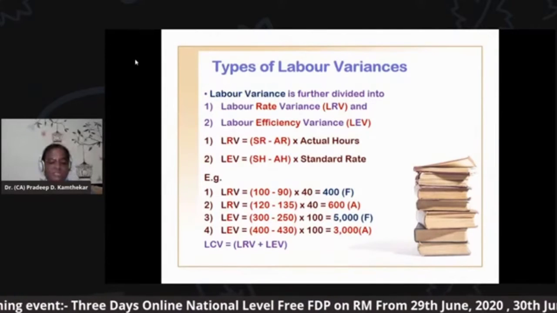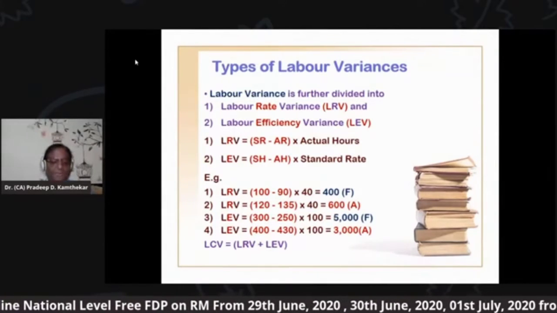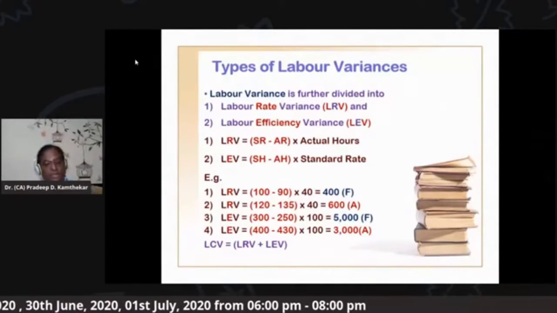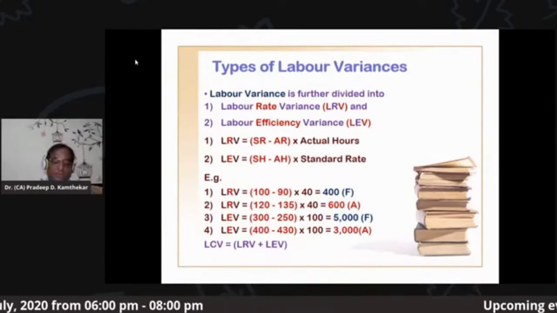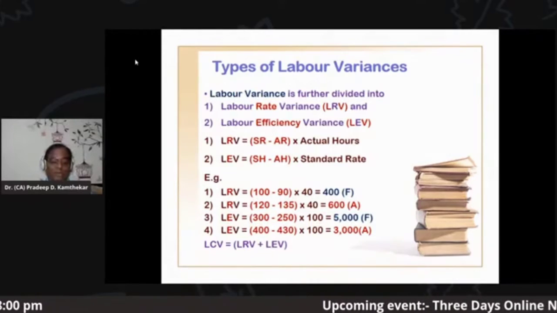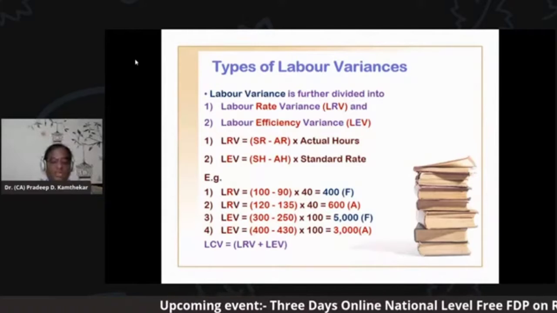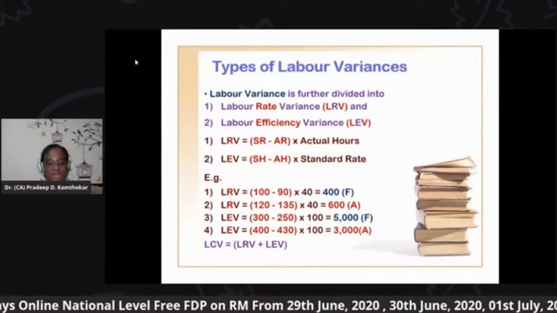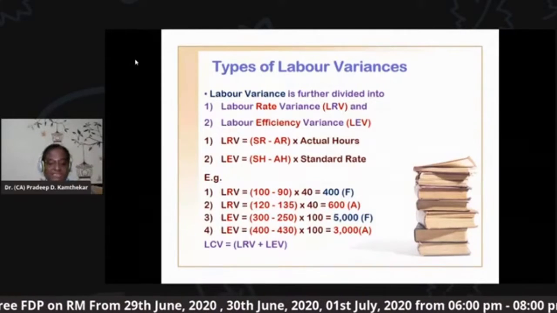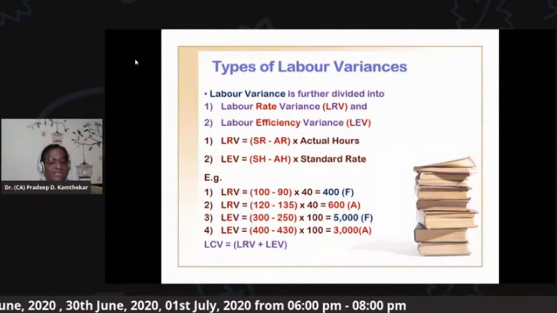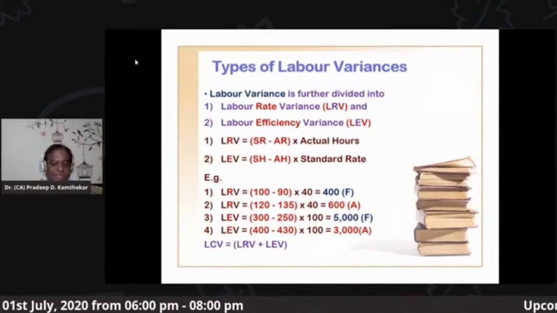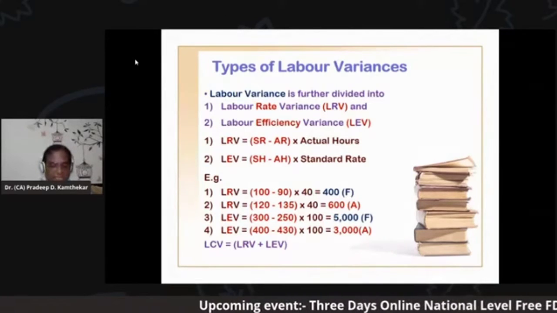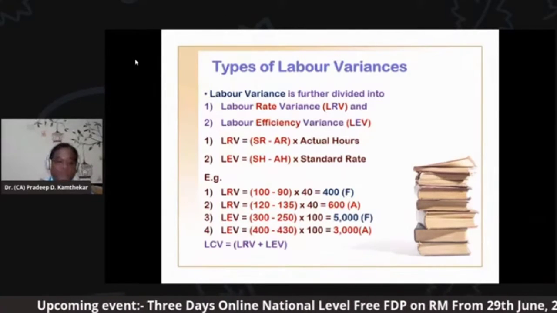And the last one, the business actually expected that our employees were to work for 400 hours, but actually they worked for 430 hours. 30 hours extra they took for completing the production, and for these 30 hours the business had paid them at the rate of say 100 rupees. So 3,000 rupees are paid extra, and that is adverse efficiency variance. And finally you can see labor cost variance always tallies as labor rate variance plus labor efficiency variance.